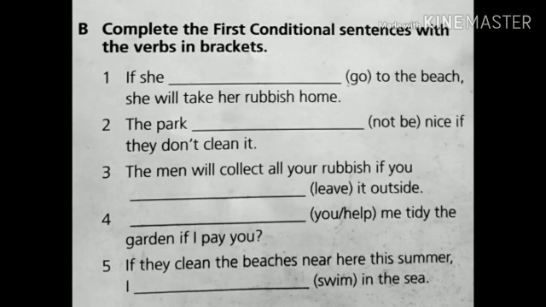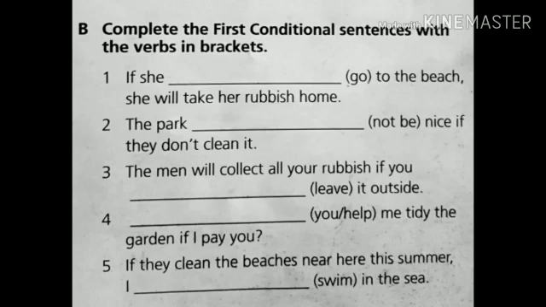Now exercise B. Complete the first conditional sentences with the verbs in brackets. Number 1. If she go to the beach, she will take her rubbish home. Here between brackets we have the verb go. We start with the if clause, so we should use the present simple. If she goes to the beach, she will take her rubbish home. Why did we put s on the verb? Because we have the pronoun she. If she goes to the beach, she will take her rubbish home.